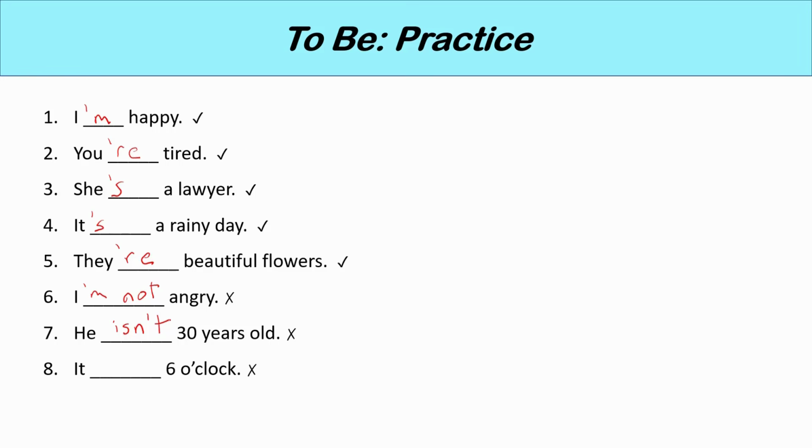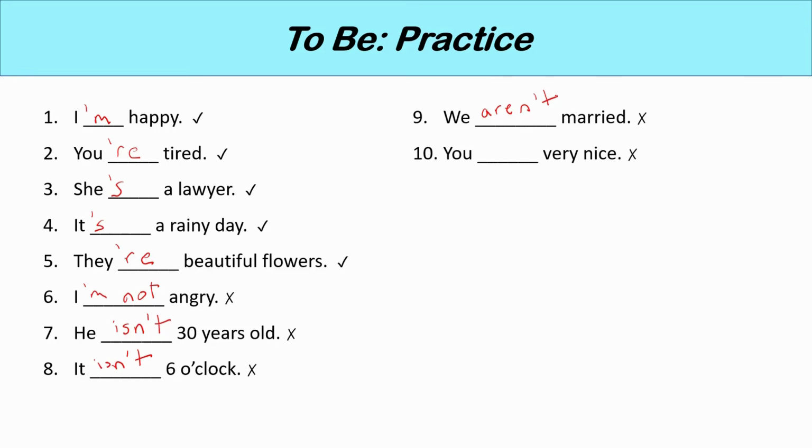Number 8, it 6 o'clock. It isn't 6 o'clock or it is not 6 o'clock. 9, we married. We aren't married or we are not married. Number 10, you very nice. You aren't very nice or you are not very nice.